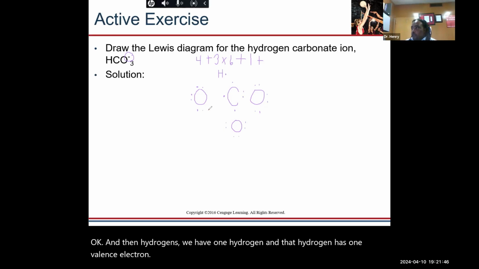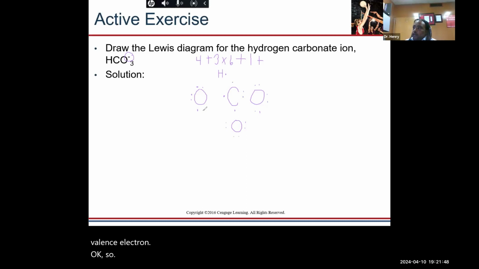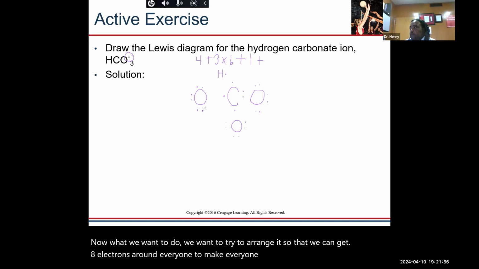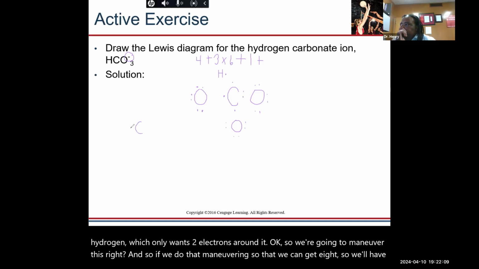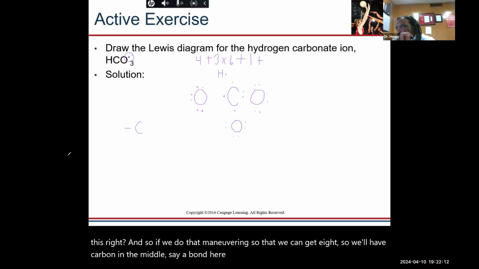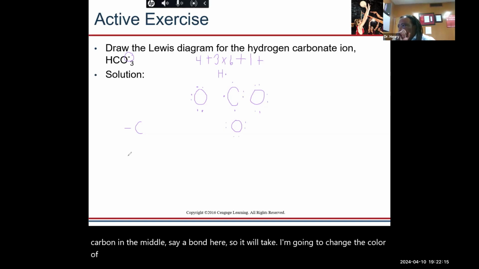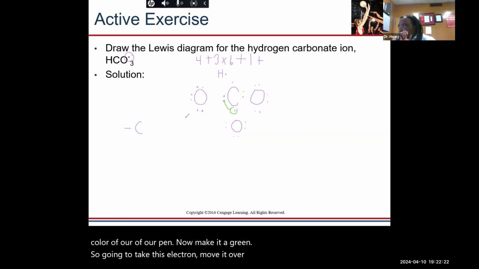Okay, so now what we want to do, we want to try to arrange it so that we can get 8 electrons around everyone to make everyone happy. Okay, except for the hydrogen, which only wants 2 electrons. Okay, so we're going to maneuver this, right? And so if we do that maneuvering so that we can get 8, so we'll have carbon in the middle, say a bond here. So we'll take, we're going to change the color of our pen now. So we're going to take this electron, move it over here. So this one will pair up.